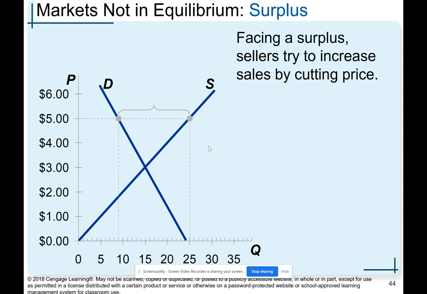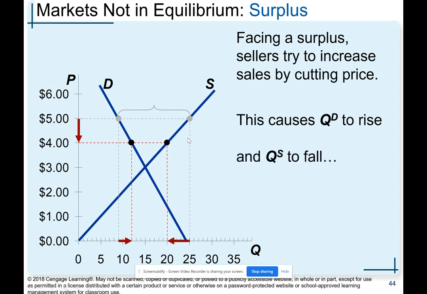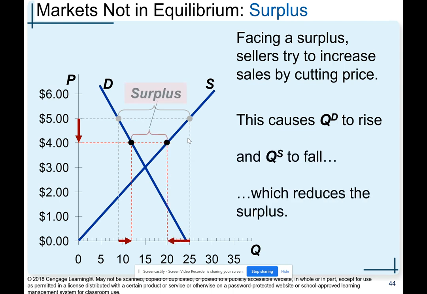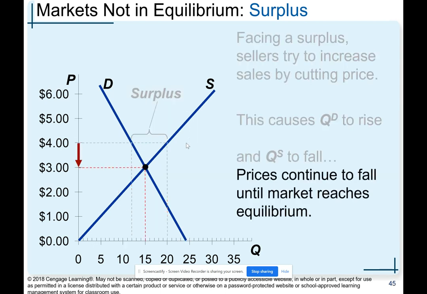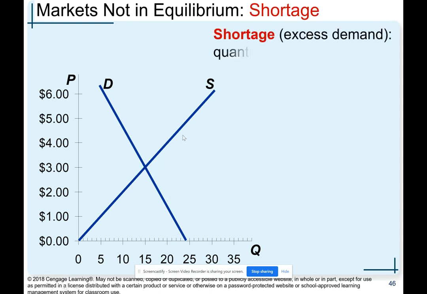Facing a surplus, sellers try to increase sales by cutting price. In other words, a surplus in the market leads to a downward pressure on prices as price gravitates towards equilibrium. This causes quantity demanded to rise and quantity supplied to fall, which reduces the surplus. Price continues to fall until the market reaches its equilibrium.